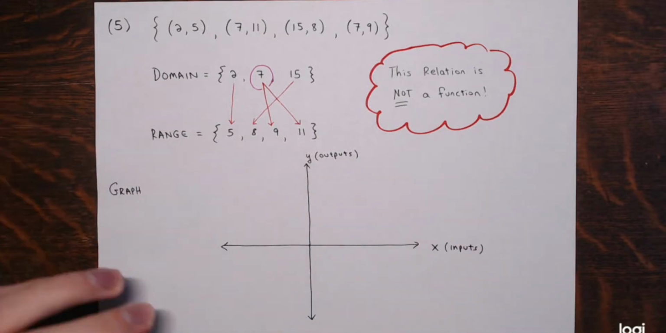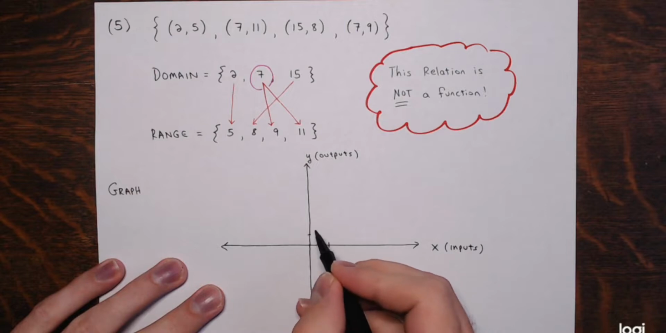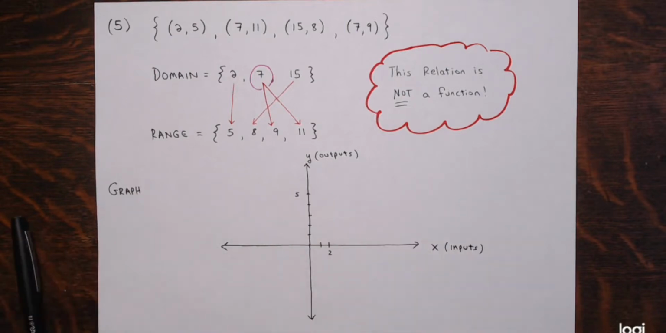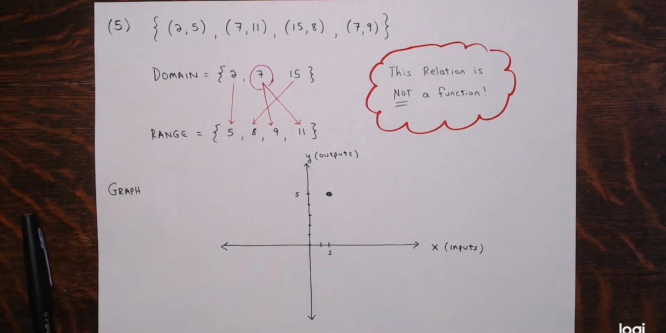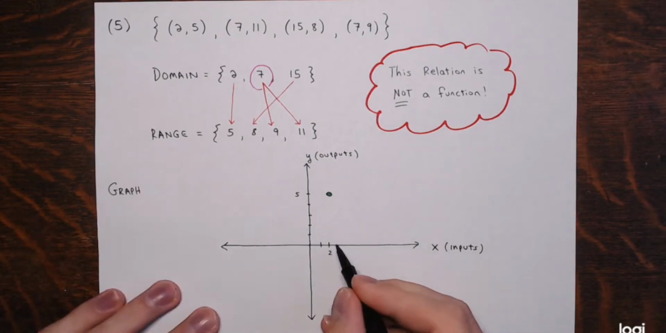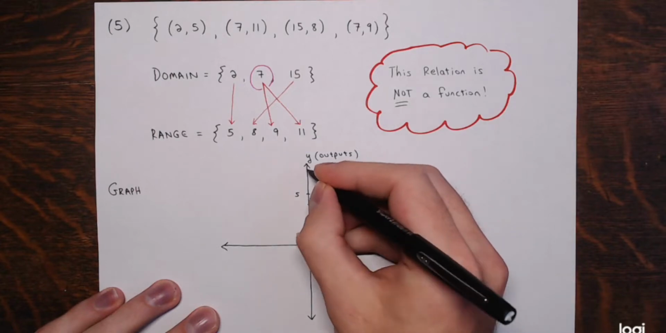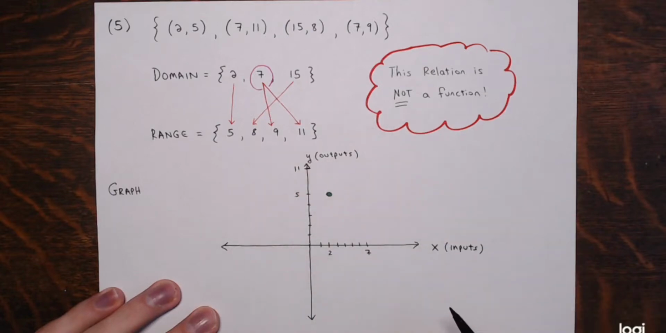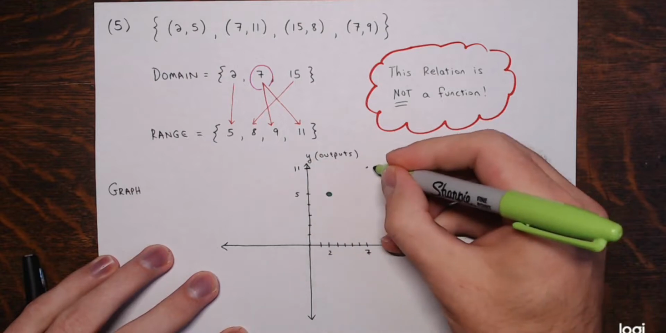And if I were to plot these points, 2 for the input, 5 for the output, there's one ordered pair in this relation. There's 2, 5. And then 7 for the input, 11 for the output. Let's just say that's up here. I didn't do this very well, sorry. But 7 for the input, 11, that'd be above 5. 11 for the output, there's 7, 11.